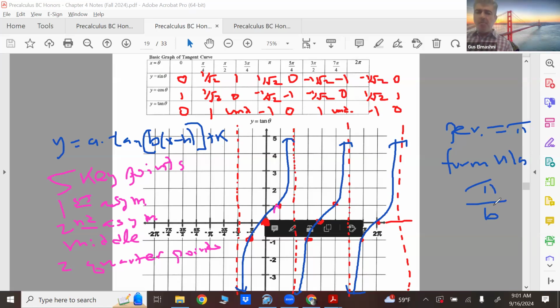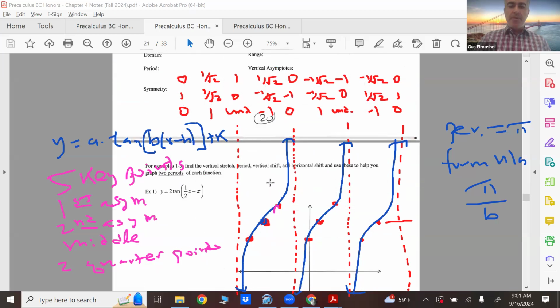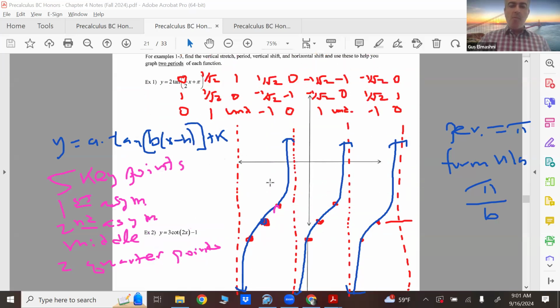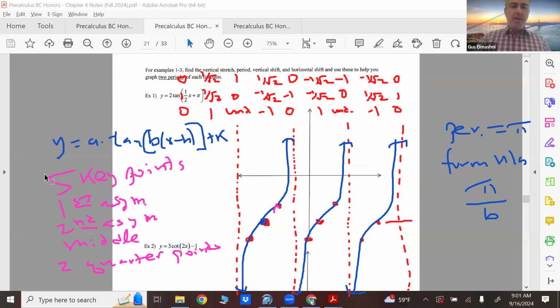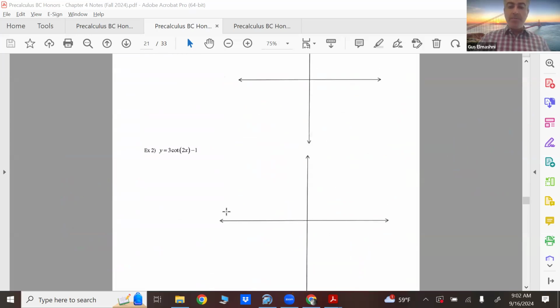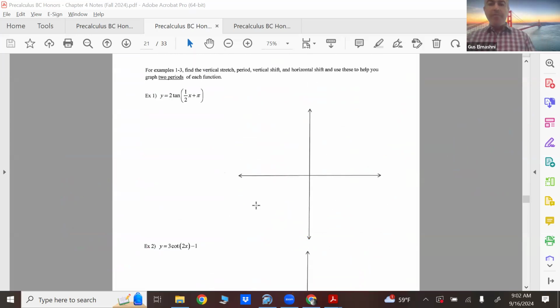When we do the shifts, you definitely want to look at the middle. You want to see how that shifts, because that's where 0, 0 is. You're kind of curious how that shifts. Likewise, the vertical shifts. So here's what we'll do. Let's actually do a transformed tangent graph, and then we'll do cotangent after that. So I told you we're going to jump around a little bit. Let's look at page 21, example 1. All right.